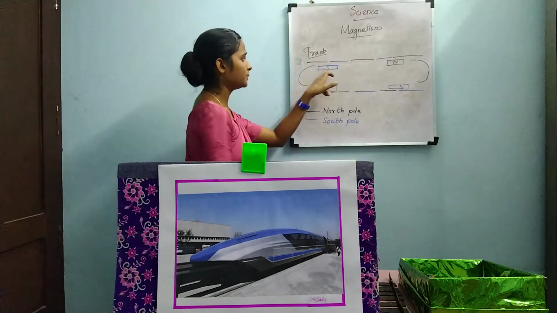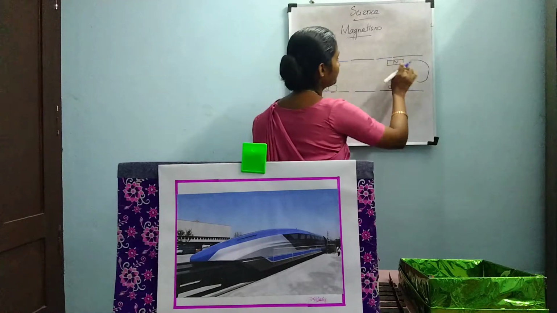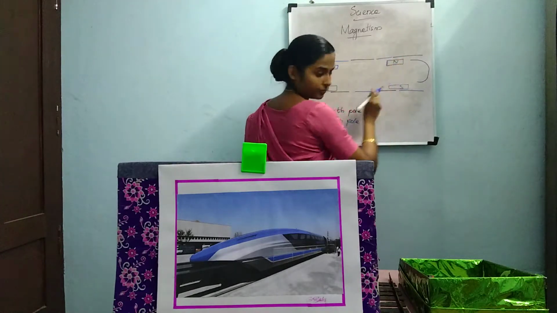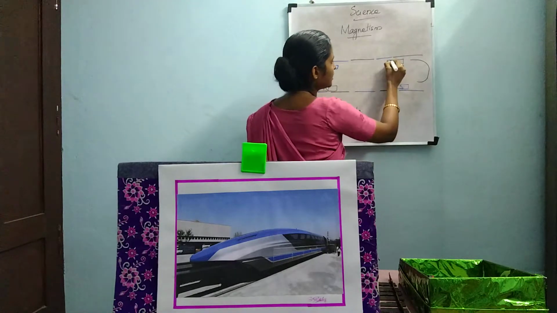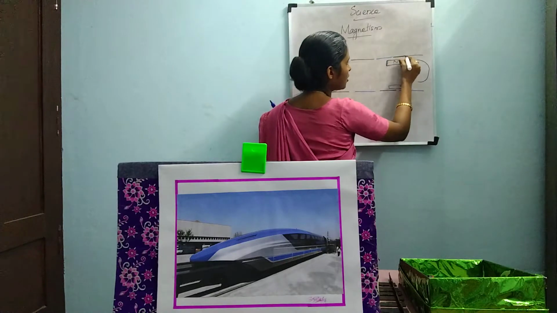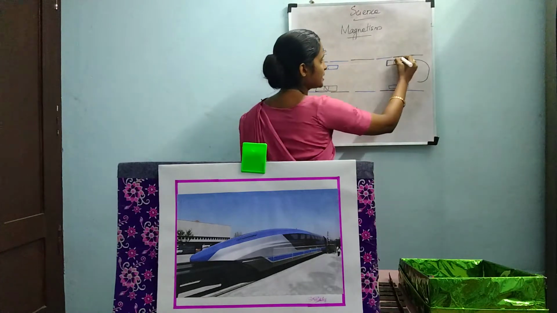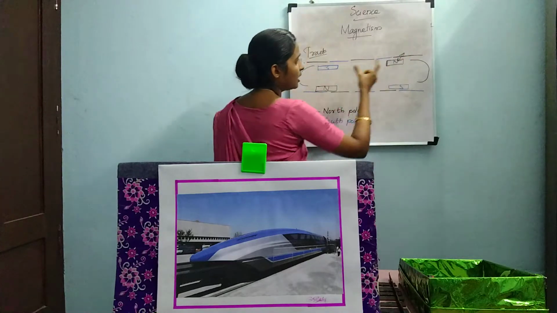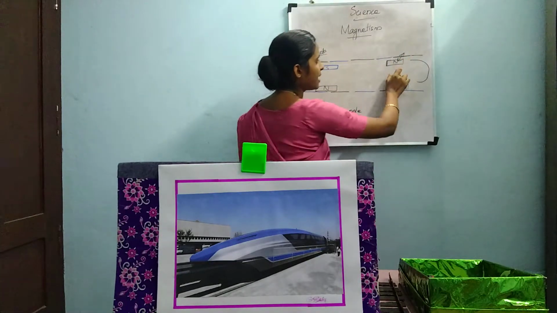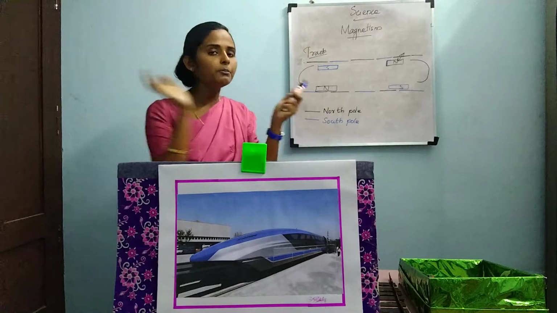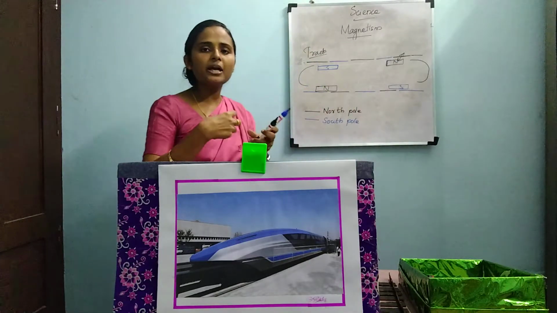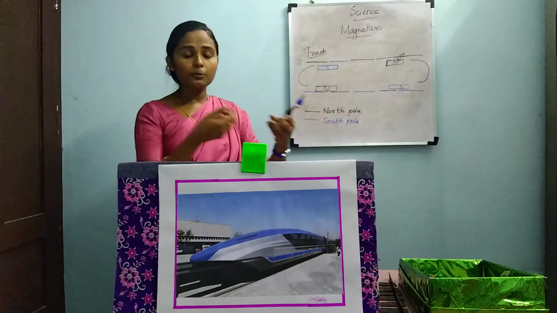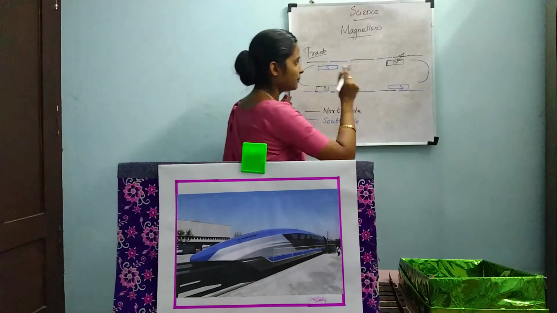This is south, right? So from here we can see this is north, and this black color also shows north. So what does it do? It just repels each other. This magnet and this magnet won't attract. They won't meet. They will move backward, right? It just repels each other.